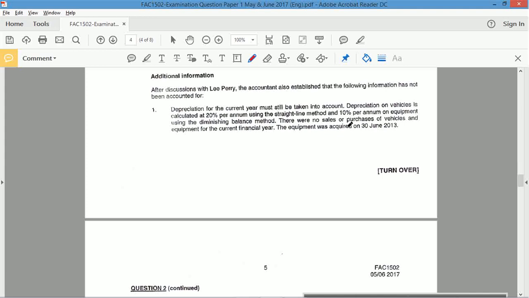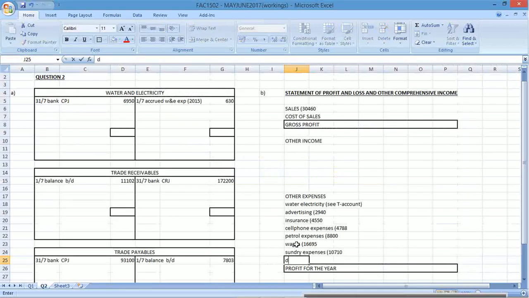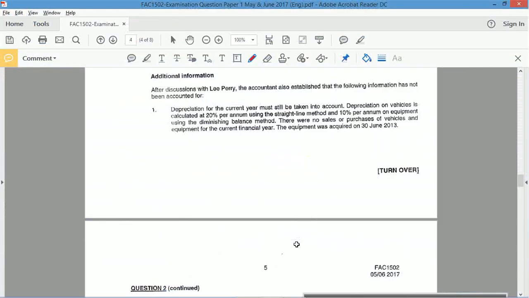What is depreciation? Revision. What type of account is it? Expense. Good. So where would it go? Statement of comprehensive income. Expenses are disclosed here. Brackets, and then you do working.